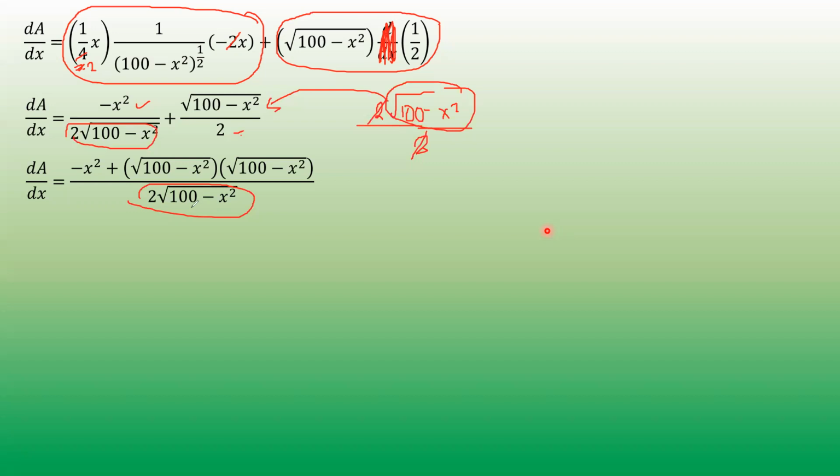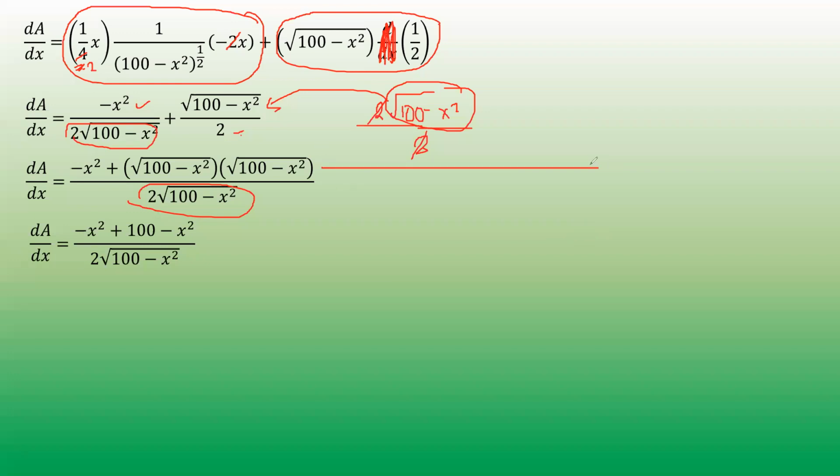Ngayon itong LCD na to, i-divide mo sa isang denominator natin na 2. Cancel yung 2, may iwan square root, multiply mo sa taas. Kaya square root saka square root. Okay. Then again, simplifying, we have negative x squared plus, ito magkamukha, di ba? Para kang nag-ano ng 100 minus x squared. Yung square root naka-square. So makakancel yung square root doon. May iwan lang is 100 minus x squared.